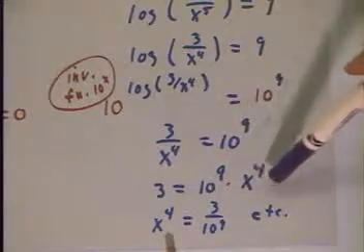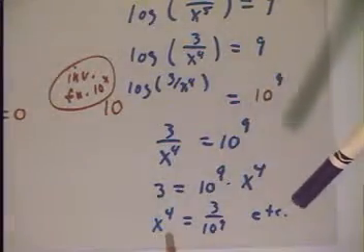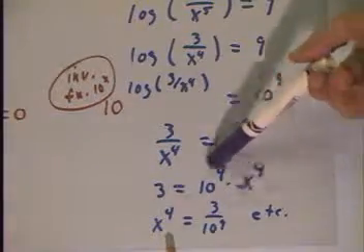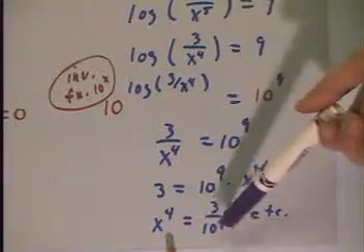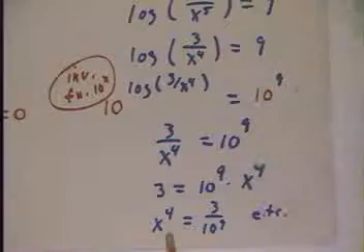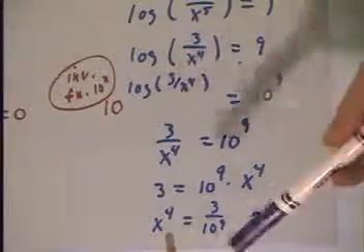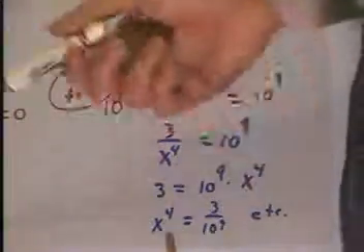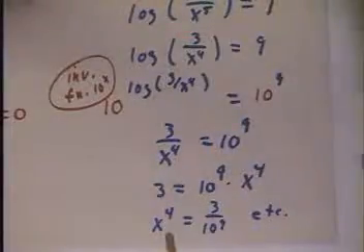Multiply both sides by the common denominator, x to the fourth, and then we're going to divide both sides by 10 to the ninth. We get x to the fourth is 3 over 10 to the ninth, and etc. The etc. is real simple. Move the decimal over 9 places, divide it out using your calculator, whatever works for you.